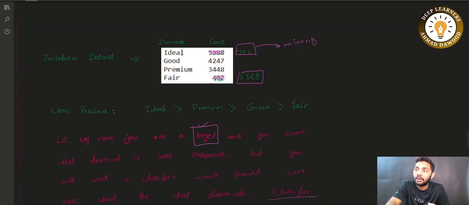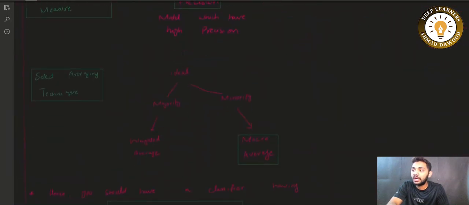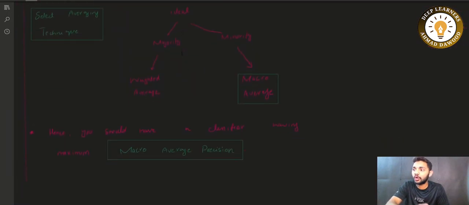Okay, weighted average gives less importance to the classes which have less frequencies, while on the other hand macro average gives equal importance irrespective of their frequencies. So here you can use macro average, so your overall performance measure will be macro average precision. Okay, you got an idea how you can select the best performance measure.